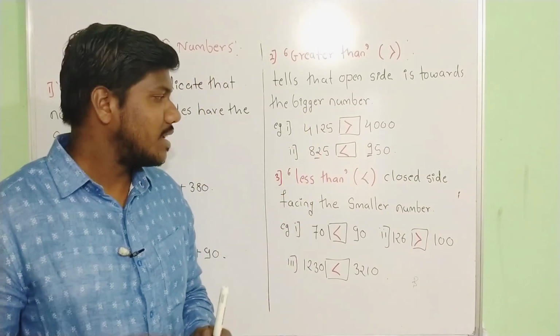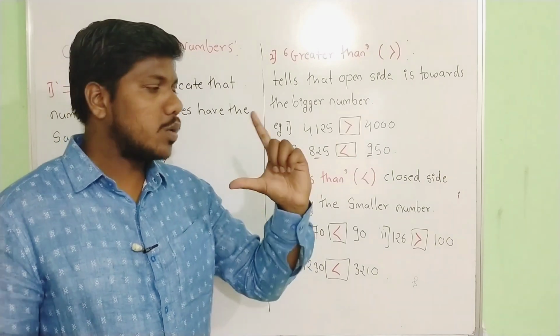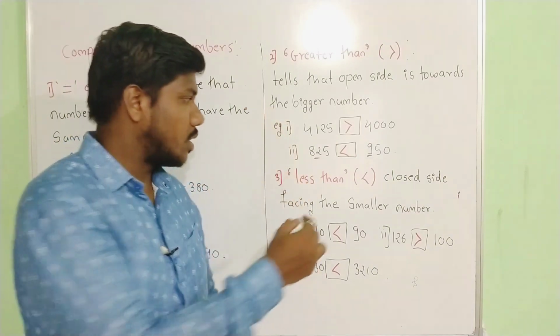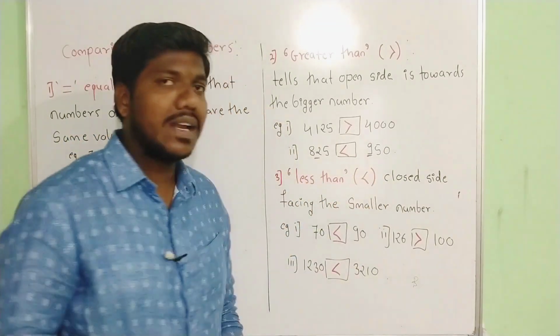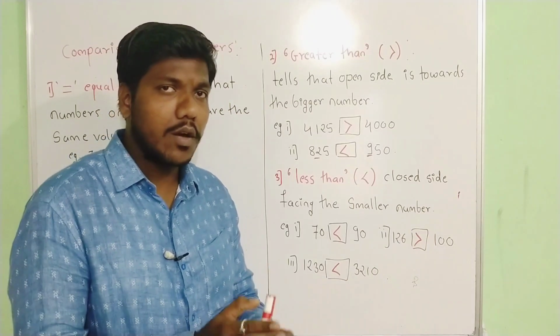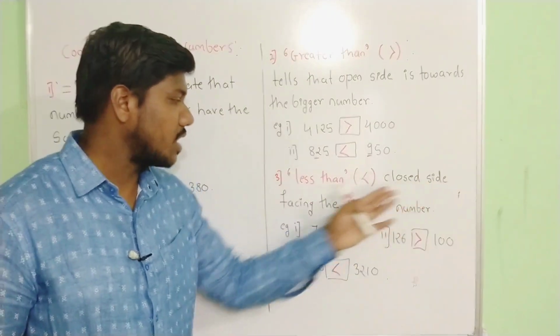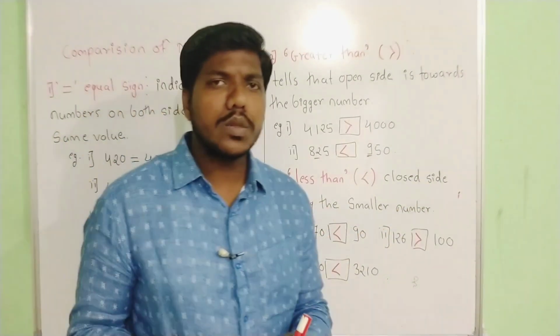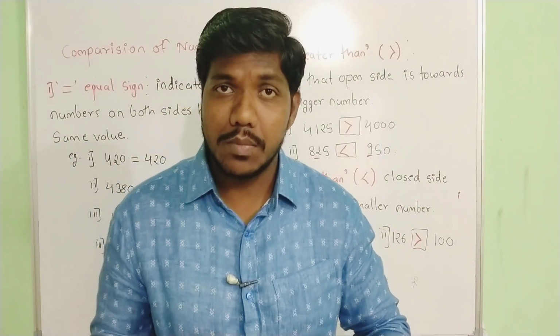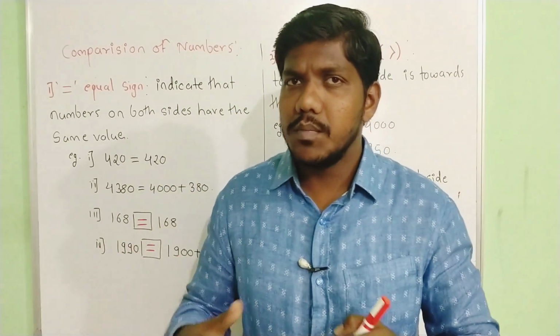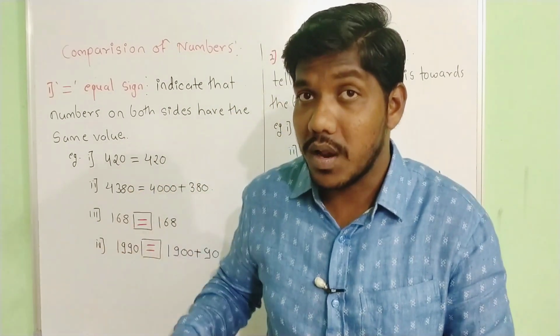Third point, that is less than. The close side shows us that the number is smaller, or we can say lesser. So the close side is facing the smaller number. That means the close side indicates that the number towards the close side is smaller, clear.